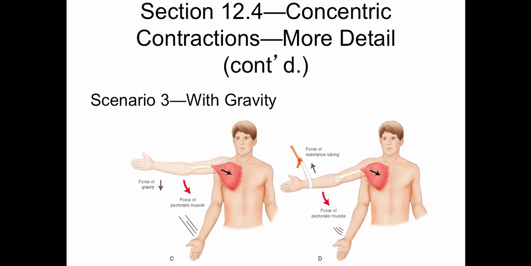Figure D shows the arm adducting against the resistance of rubber tubing. Even though this motion is downward and aided by gravity, because of the resistance of the tubing, shoulder adductors must concentrically contract to overcome the resistance and adduct the arm.